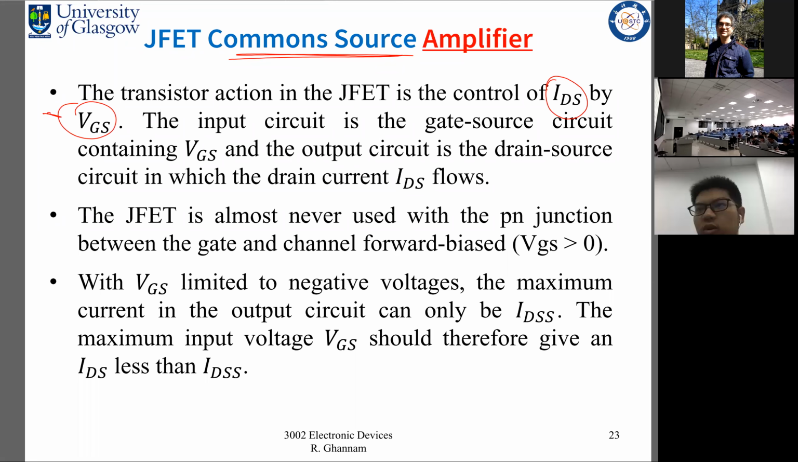And the input circuit is the gate source circuit, which contains VGS. And the output circuit is the drain source circuit, which contains the drain current IDS. The JFET is never used in the forward biased region. So VGS is never greater than 0, right? So VGS is always negative biased.